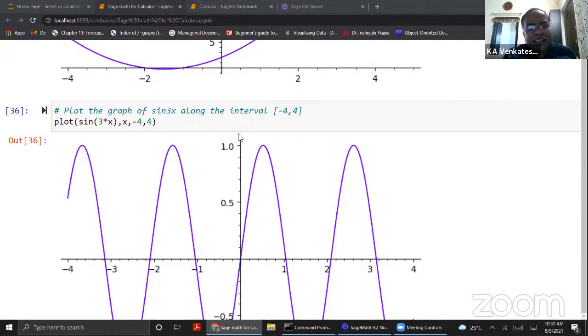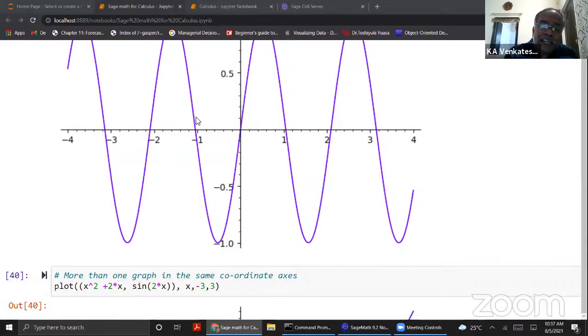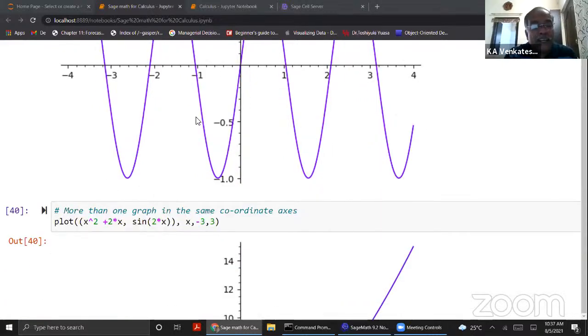So plot 3x, x, 4. This graph looks nice. Instead of 3x, you can put x, and so two graphs you can put in one coordinate axis. Then you can see how the amplitude is changing, all those things can be discussed. So therefore it is a much easier way than doing it on the board.